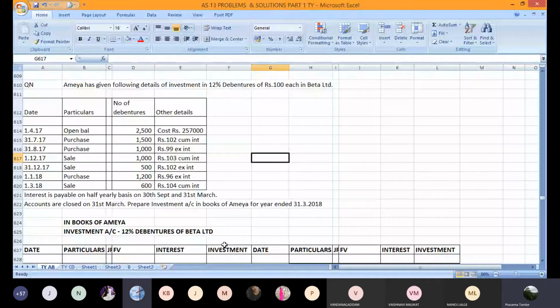Is everybody getting the same calculation and the entry? Yes, sir. Okay, fine. I'll show you the working note and then we'll post the entry.